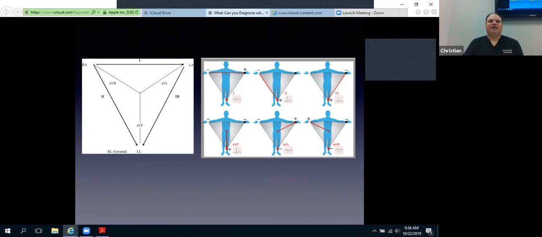Then, AVF, AVL, and AVR are not isolating one lead from another, but actually using 2 leads as a negative and 1 lead as positive. And the easy way to remember that is in AVR, the positive is right. In AVL, the positive is left. And AVF, the positive is the left leg. And the other 2 are used as your ground.